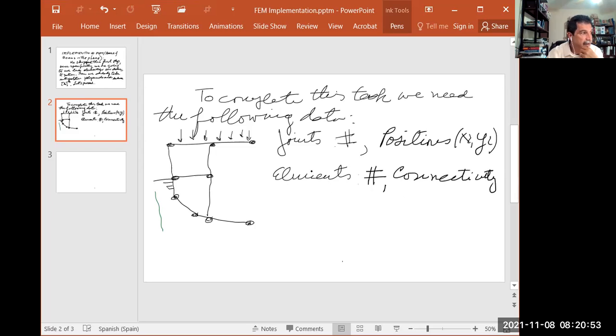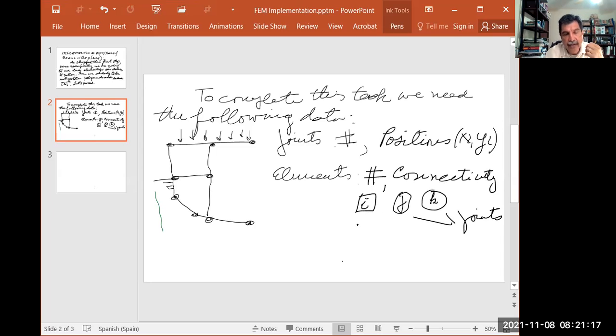That means that for every element, let's call it element I, we need the two joints which define that element. For example, let's call it joint J and joint K. So these are joints, okay? What other information do we need for this element? Anybody?